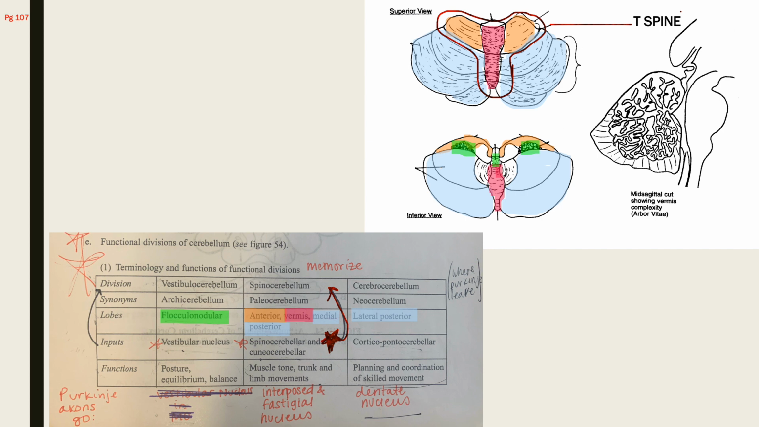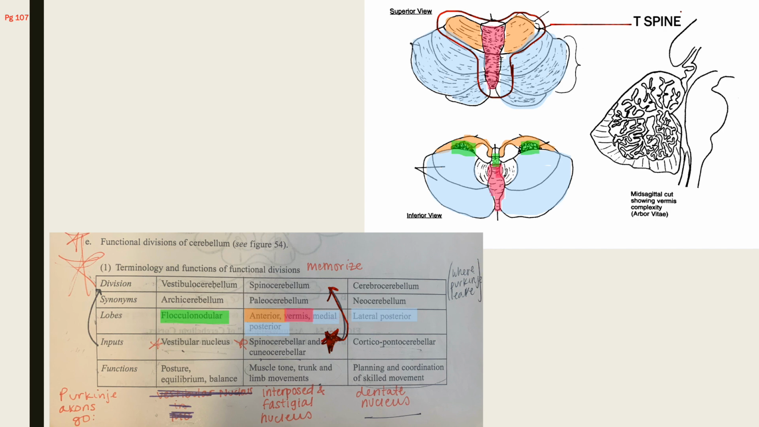And the next functional division is our cerebrocerebellum, also known as neocerebellum. Don't forget, he can use either the synonym or the division to ask the question, so you need to know the synonyms. So this one is located in the lateral posterior lobe. That's the last of the lobes that we've covered. Inputs are from the corticopontocerebellar tract, and we don't talk about that elsewhere besides with the cerebellum, so you don't need to know any details about that. Just know corticopontocerebellar goes to the cerebrocerebellum.